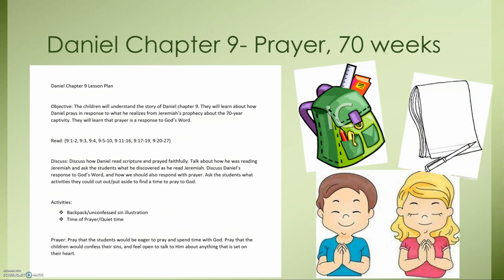And then for the Prayer of 70 Weeks, Daniel chapter 9 lesson plan, you'd start out with the backpack, and the unconfessed sin illustration is where they're going to put things that represent unconfessed sins into the backpack. So you could have each kid put one in, and you could have an example of like lying, cheating, etc. put into the backpack, and how that's going to be a heavy weight on your shoulders when you're not confessing those sins, but when you're confessing them, you can take those things out.